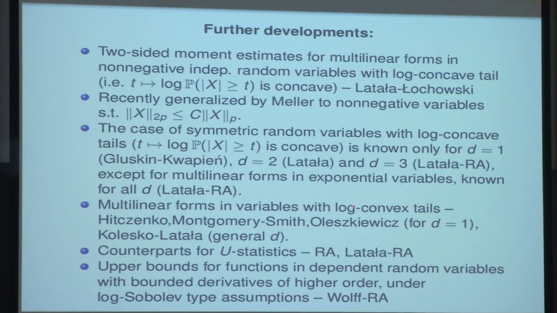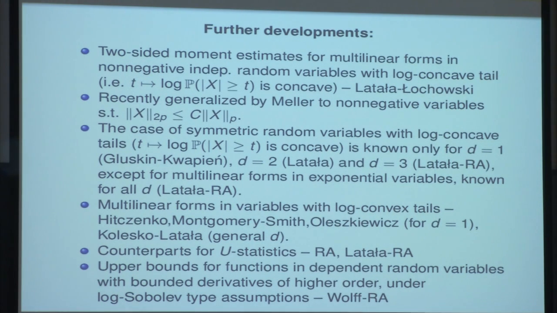And except for exponential symmetric variables, we have no idea how to push it through to higher d, things become too complicated. So in this case of d equal to 3, we could somehow work with refinements of those ideas I showed you for the Gaussian case and get two-sided bounds, but we don't know how to do it in greater generality.